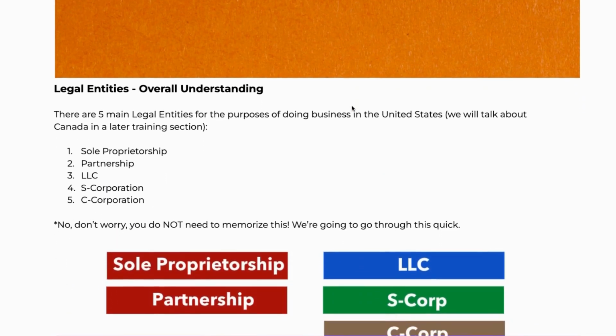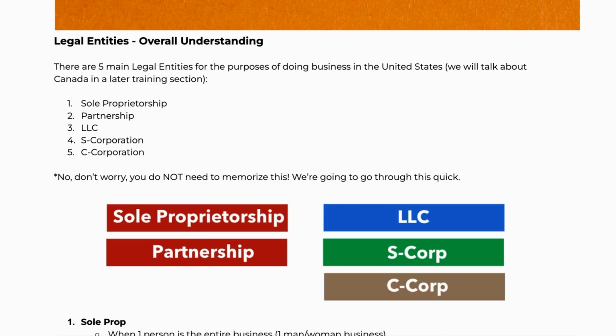So there are 5 main legal entities for the purposes of doing business in the United States. Now, we're going to talk about Canada later on in this training. For right now, we're going to be talking about the United States. And even for you Canadian students, do not skip this. I'm telling you, this is going to be very important because the Canadian system works very similarly to the US system, just a little bit more simplified. But even if you're only going to be doing business in Canada, it's worth it for you to understand the US system because there's a lot of opportunity for those people who can understand how the US system actually works.